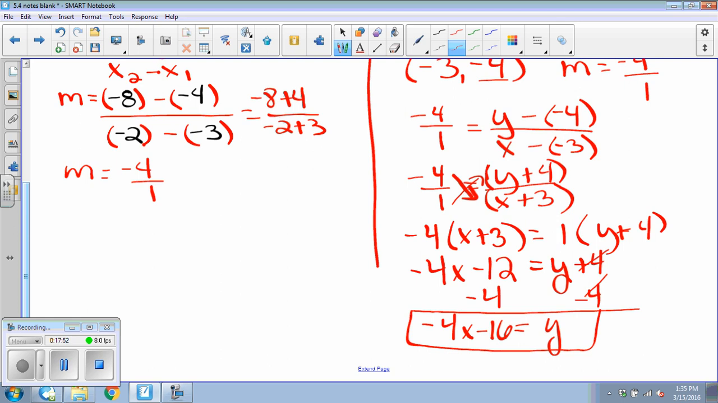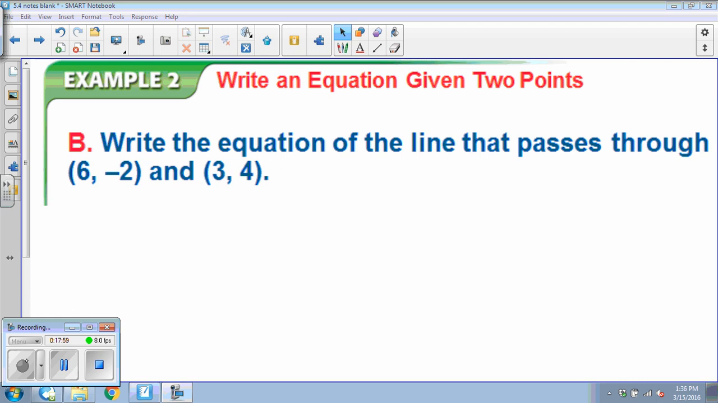Any questions? All right, I have another one for you to try. Okay. Try that one. It's the same thing. Write the equation of the line that passes through both of those points. Two things you need. 1 point and the slope. Okay, we've got to find the slope.